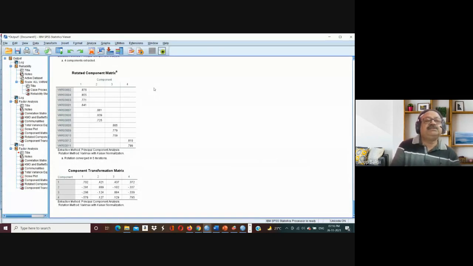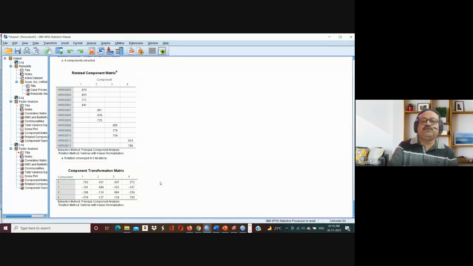Naming is to be done by studying the variables that have been incorporated in a particular component. Which variables have been accommodated by factor 1? You study the variables, what they indicate.